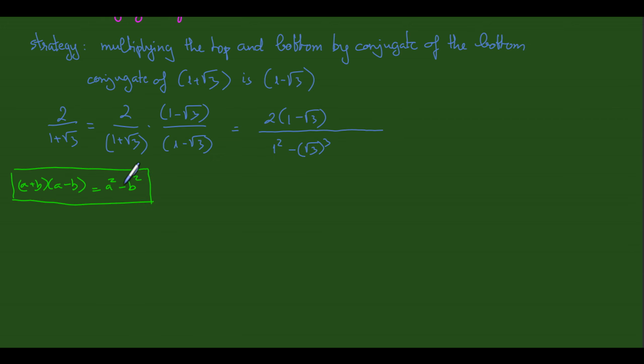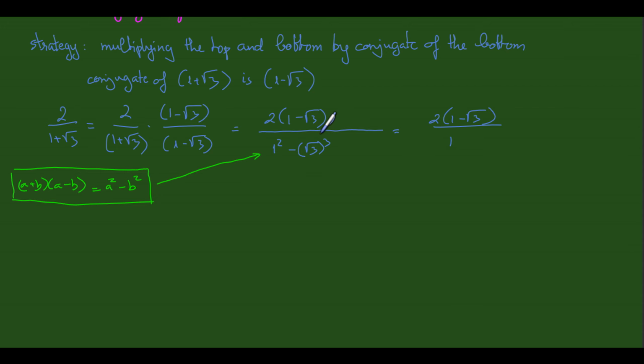So from using this, I can get this. A plus b times a minus b will give me a square minus b square. B is the square root of 3, right? So from here, I can simplify this. On the top, I keep it because there's no need for distribution. So 1 square is 1. Square root of 3 square. So this is 3 square.